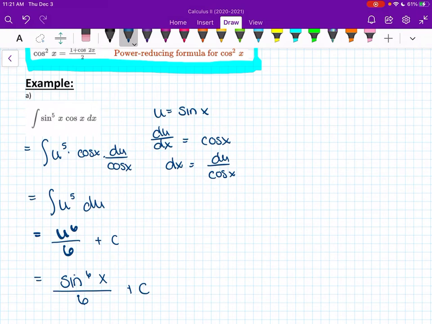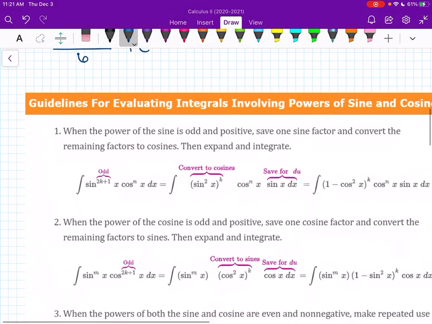Okay, so this works out great if we have an odd power of sine and one cosine, then things are going to cancel and things just work out so well. All right, so some helpful tips when you don't necessarily have that. Here's what we look at.